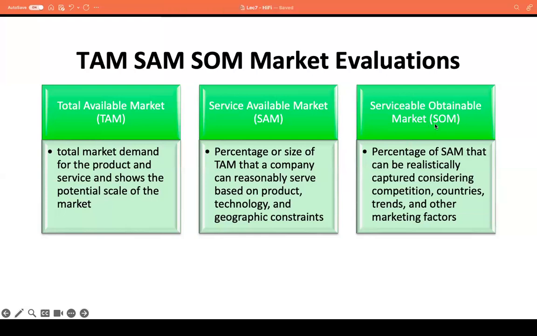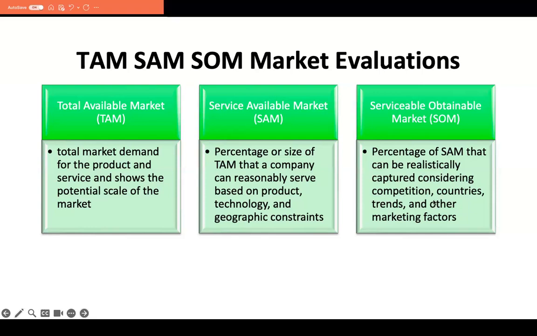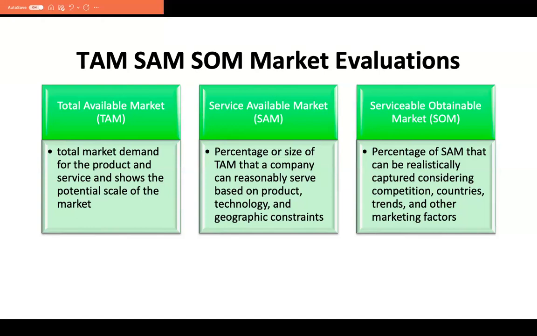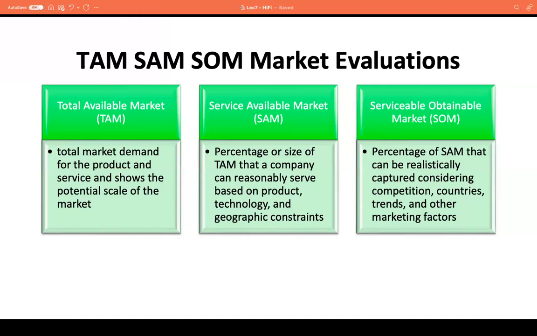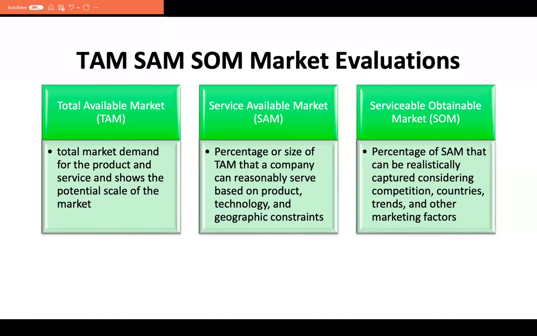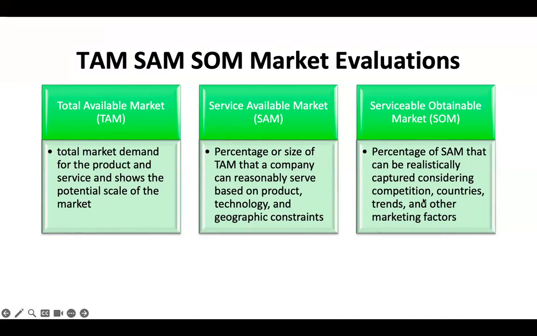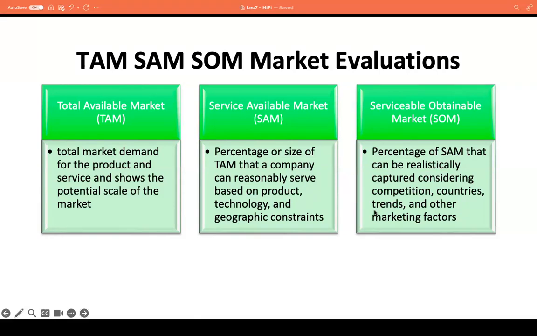Okay, so it is just a percentage of SAM that can be realistically captured considering competition, trends, and other marketing factors. So it takes into account factors such as, again, the competition, the market share, your company's strategies. So this basically represents the market share that a company expects to achieve based on its specific business model or competitive advantages, and also other marketing factors.